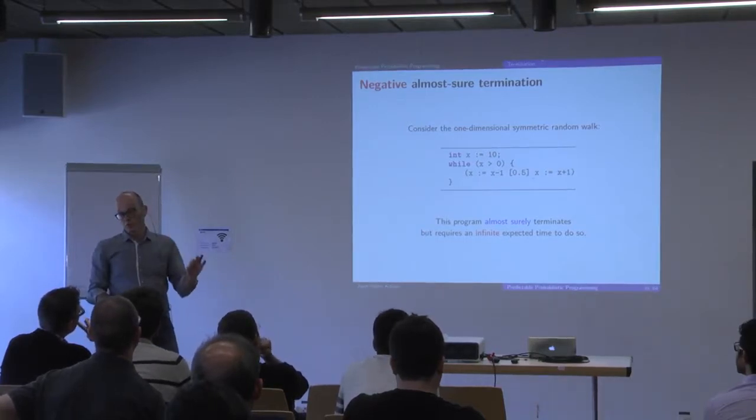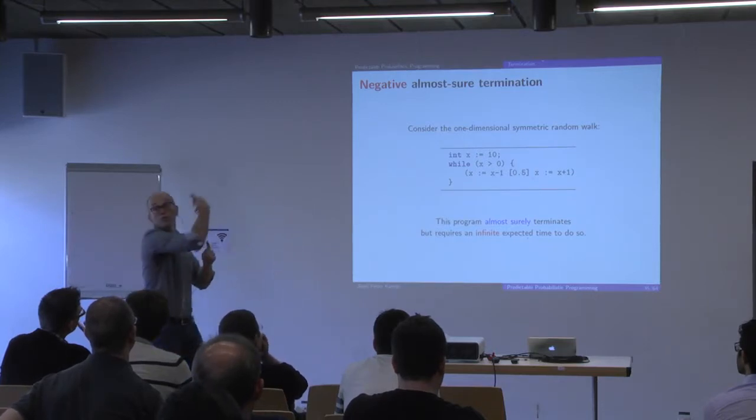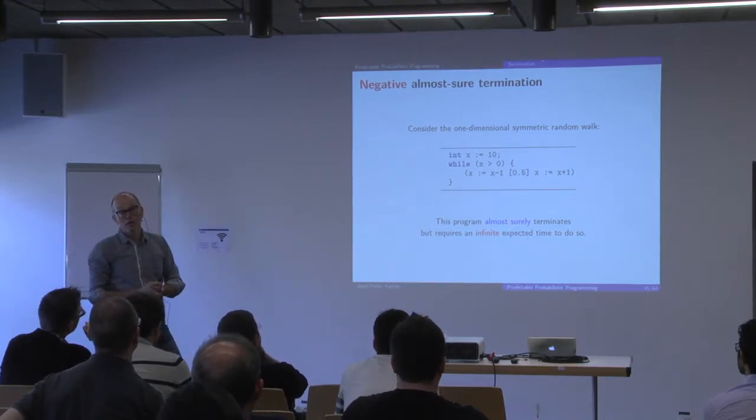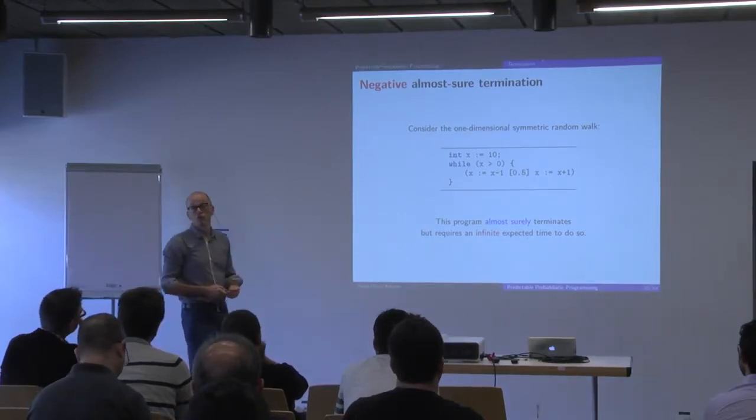With probability 1, you will hit 0. You can go arbitrarily to the right, but at some point you will turn back and get to 0. What's the expected number of steps to do that? It's infinite. So this program is an example of negative almost sure termination.